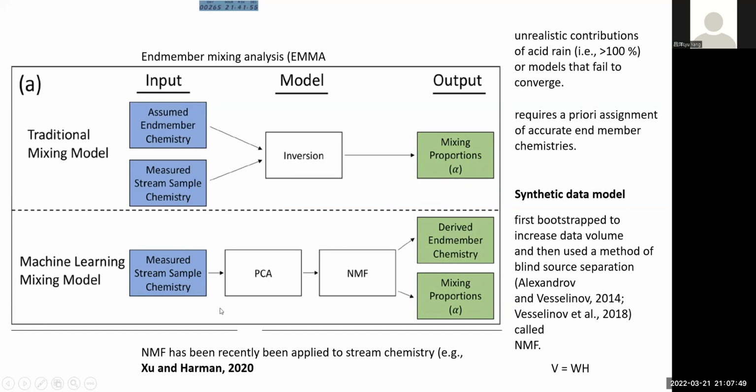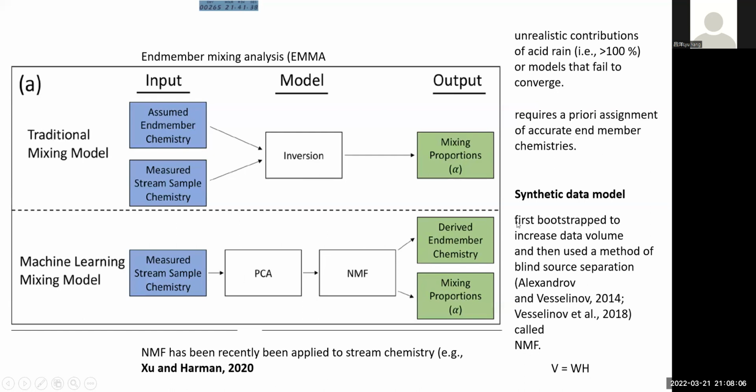By applying PCA, they try to find out how many end member compositions there are. According to that, two or three end member compositions are assigned. After that, the NMF algorithm is applied.